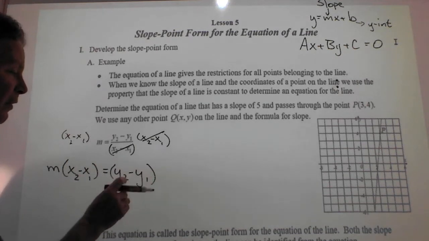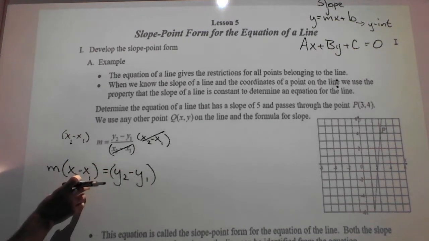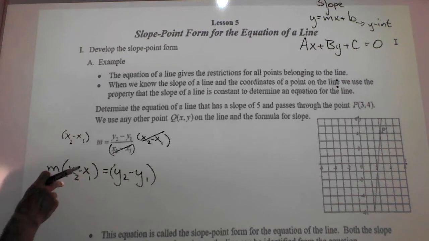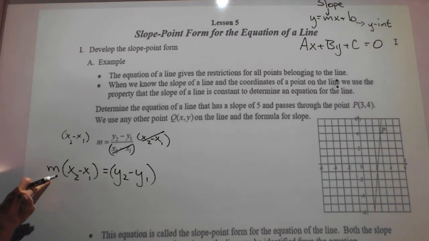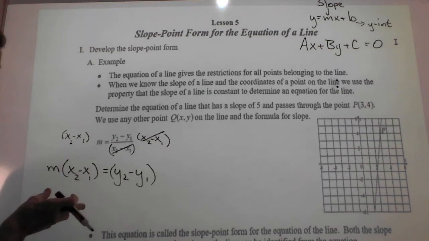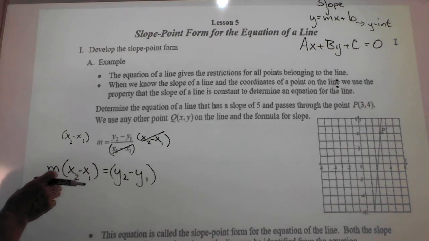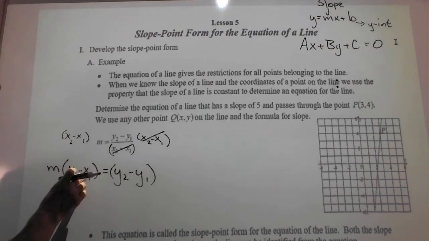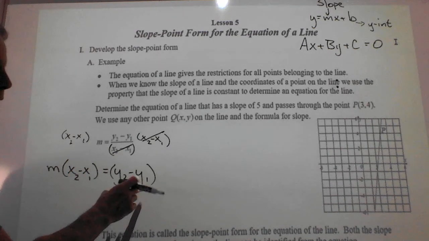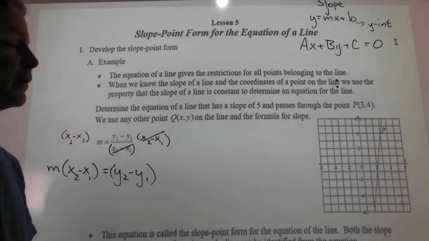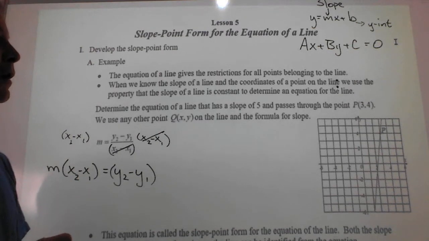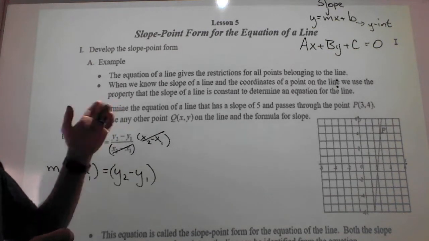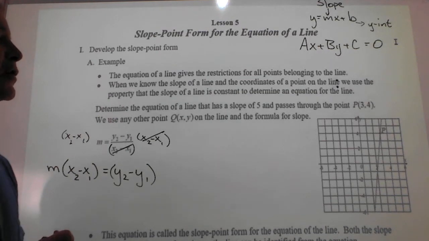We put brackets around the y2 minus y1 and the x2 minus x1. Remember, m is the slope. So the slope point formula also uses the slope. And then we use any point on the line as our x1 and our y1 to give us an equation for the line.